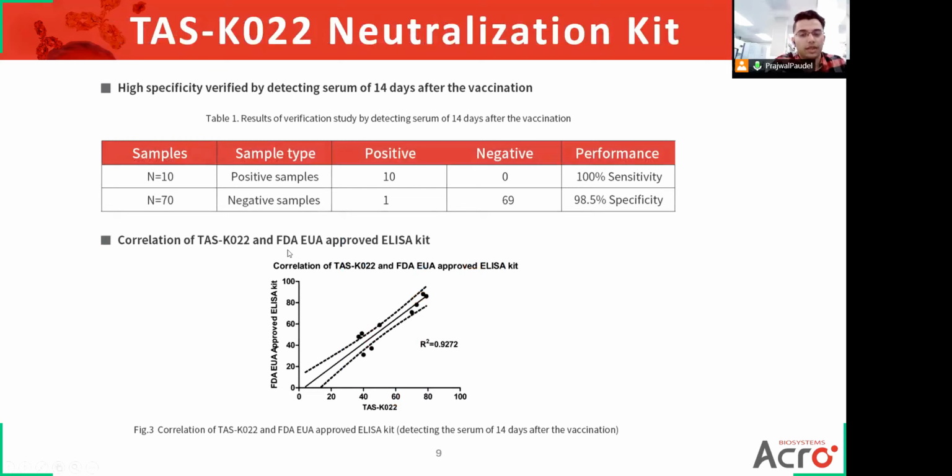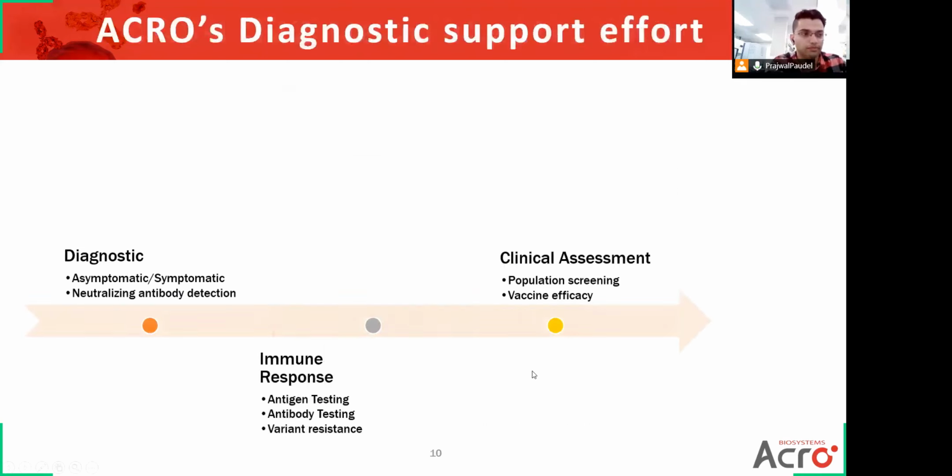In fact, we tested the neutralizing kit with vaccinated serum samples for the presence of neutralizing antibodies, and the kit shows 98.5% specificity and 100% sensitivity. In addition, comparison with the FDA EUA-approved ELISA kit shows our kit having strong correlations in the antibody titer as well.